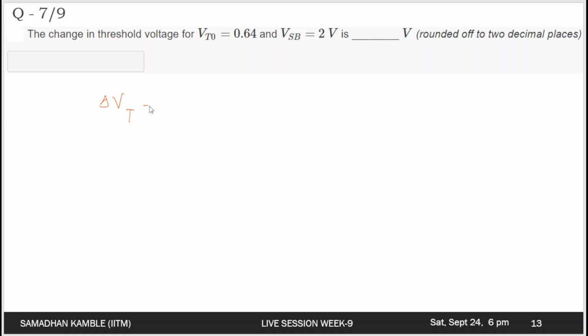Delta Vt is gamma times, gamma is 0.2 that we determined in the last problem, times the square root of 2 times phi f, that is 2 times our Fermi potential, 0.3473, plus Vsb, that is 2 volt, minus 2 times again the Fermi potential, that is 0.3473.